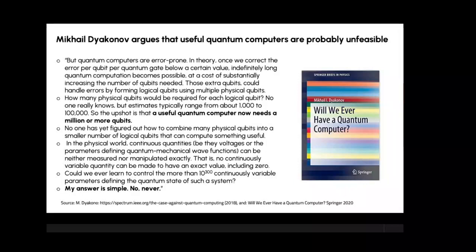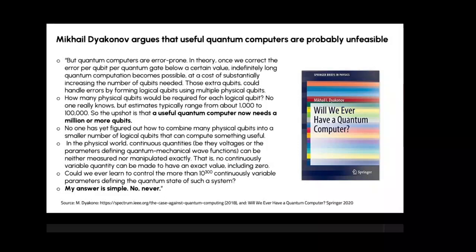No one has yet figured out how to combine many physical qubits into a smaller number of logical qubits that can compute something useful. So yes, it has been done for single qubits, but not for many. In the physical world, continuous quantities, be they voltages or the parameters defining quantum mechanical wave functions, can be neither measured nor manipulated exactly. This now speaks the experimental physicist. That is, no continuously variable quantity can be made to have an exact value, including 0.